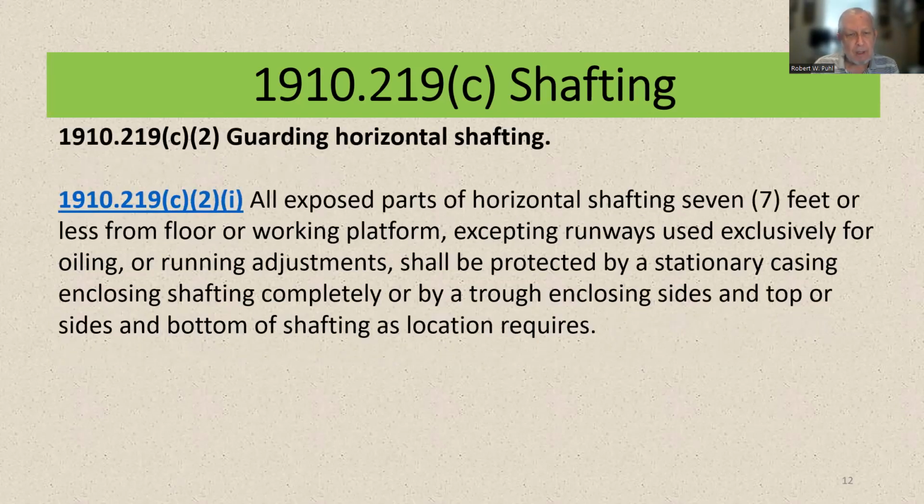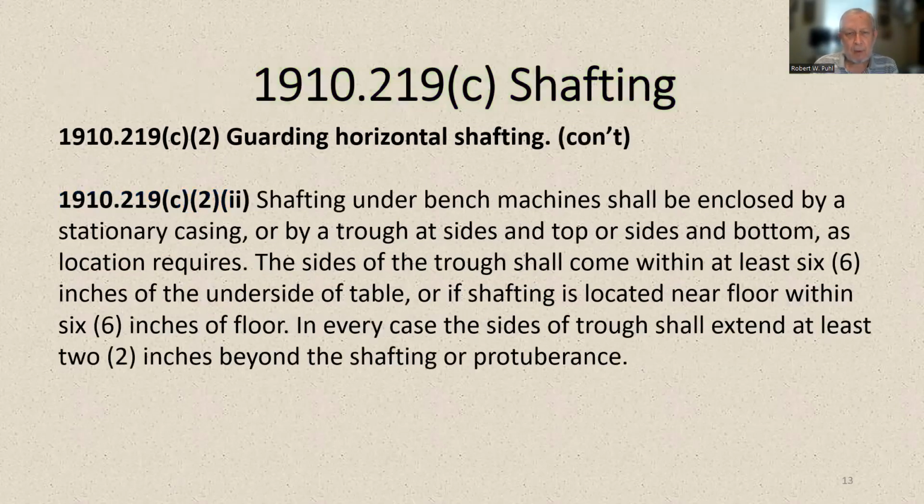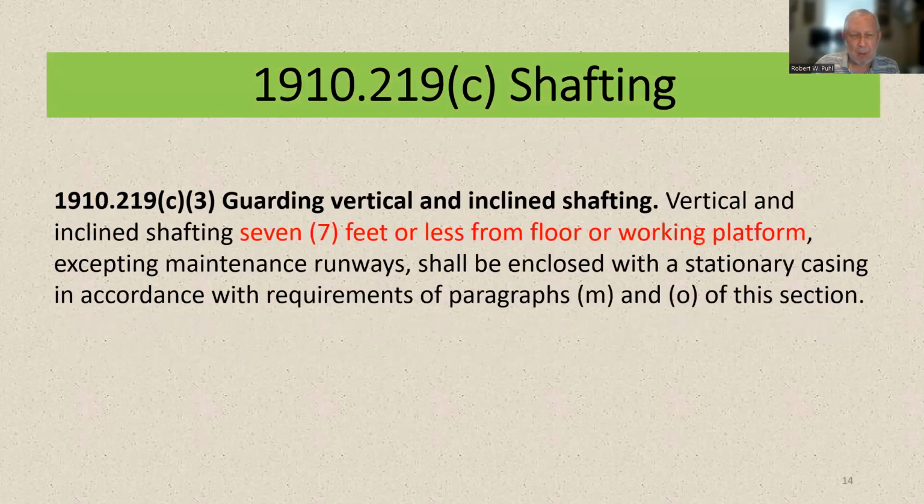The horizontal shafting, again, there's that 7 feet or less from the floor work platform. So that's something you can see throughout OSHA. Shafting under bench machines shall be enclosed by a stationary casing or by a trough on the top side to the bottom. And again, you hardly see this, so I'm not going to worry about it too much. And there's your vertical and incline shafting, 7 feet or less from the floor workstation.